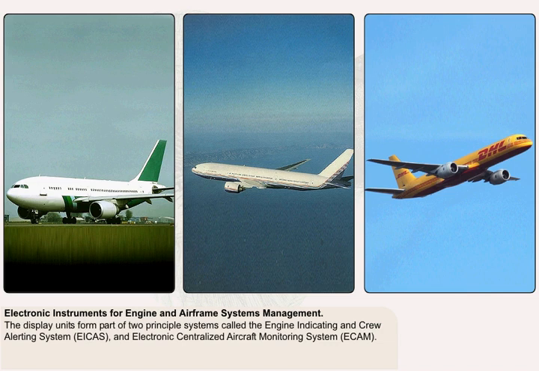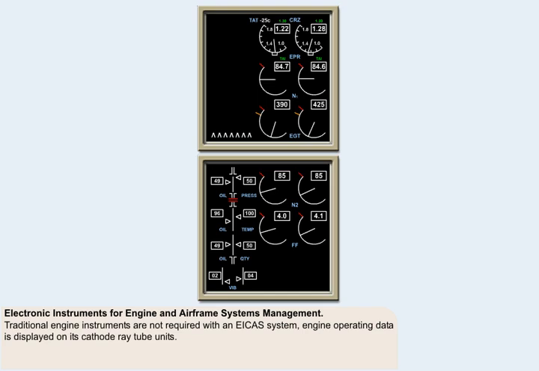The display units form part of two principal systems, called the Engine Indicating and Crew Alerting System, ICAS, and Electronic Centralized Aircraft Monitoring, ECAM system. These systems were first introduced in Boeing 757 and 767 aircraft and the Airbus A310 respectively. As far as ICAS is concerned, engine operating data is displayed on its cathode ray tube units, thereby eliminating the need for traditional engine instruments.